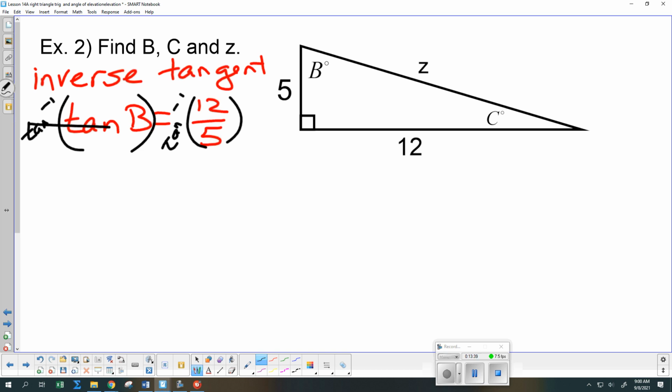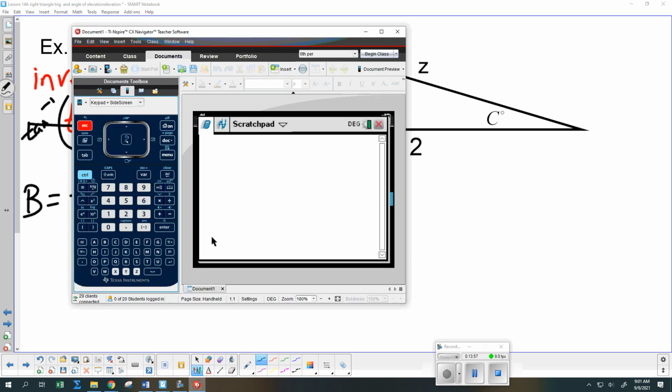I never write it on both sides like that. I just say tan B is 12 over 5. That means the inverse tangent of 12 over 5 is B. The angle whose tangent is. That's what inverse means.